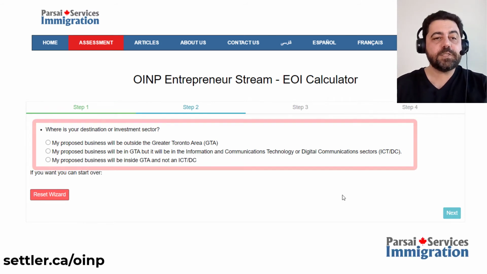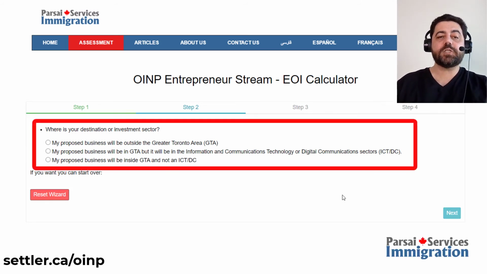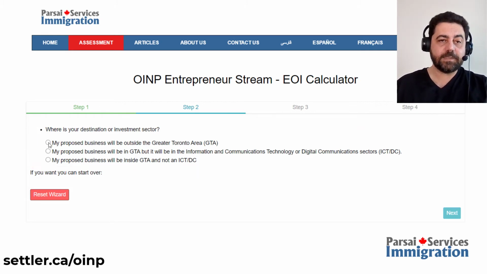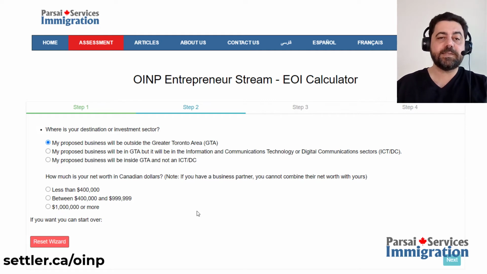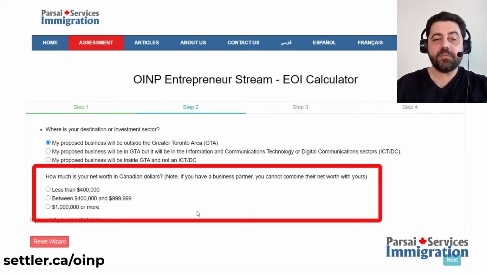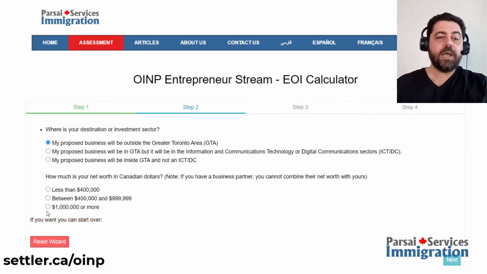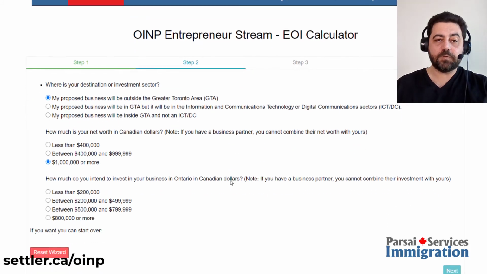The next page is where is your destination or investment sector? I would say I want to invest outside GTA, so I select the first option. My proposed business will be outside the Greater Toronto Area or GTA. How much is your net worth in Canadian dollars? I would say $1 million or more.